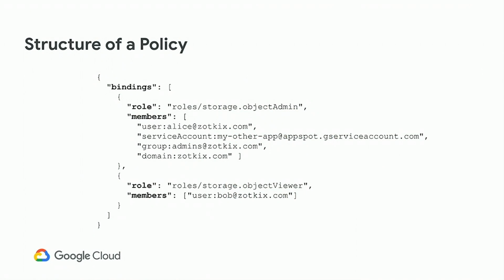So to round out our refresher, let's take a view of what a policy actually looks like. Now, keep in mind that since policies are attached to resources, the applicable resource is really implied through that attachment. So what's in the policy is primarily 2 things. 1, the role, which again is a collection of permissions, and 2, the members, who you are granting those permissions to.